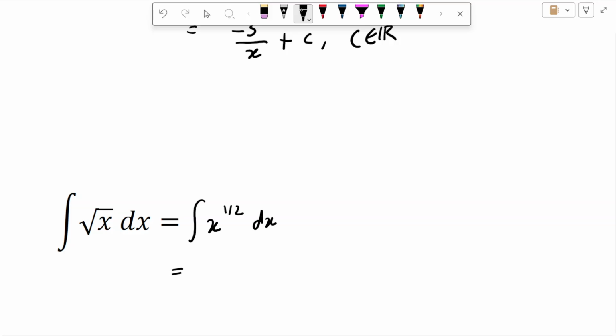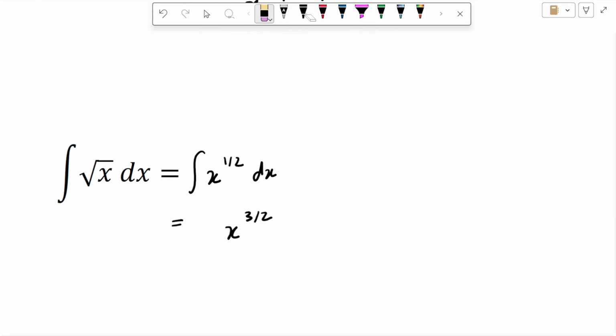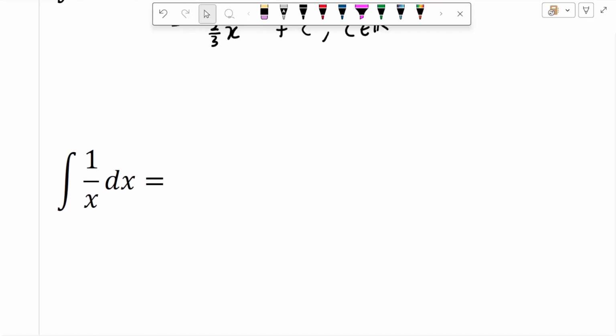Okay, root x becomes x to the power of a half. So what's 1 more than a half? Well, it is 3 halves. Now you do need to divide by 3 halves as well. Dividing by 3 halves is the same as timesing by 2/3. So I'm just going to write that to make it a little bit cleaner. There we go. 1 over x.